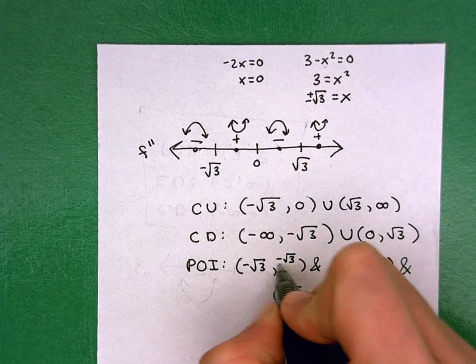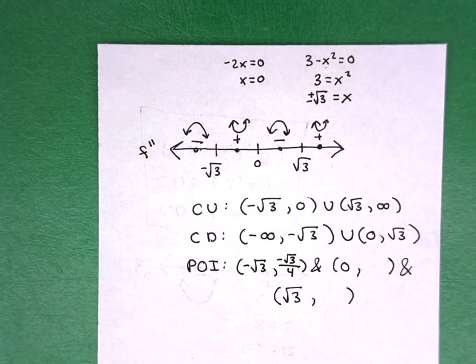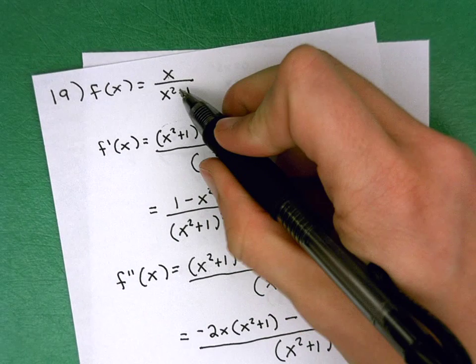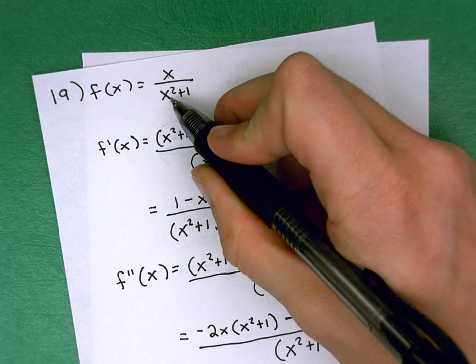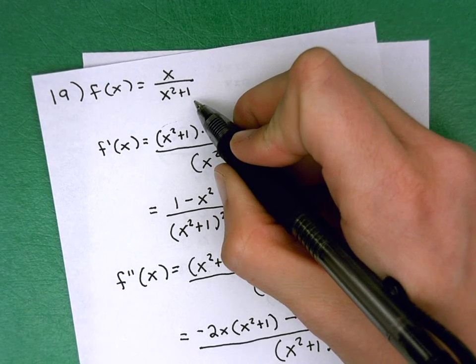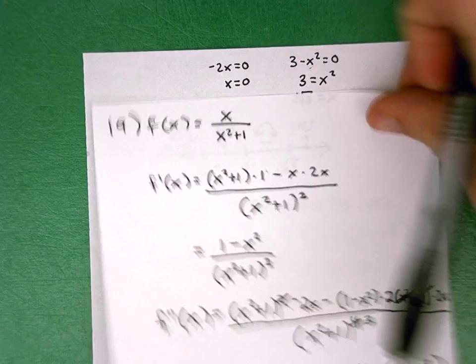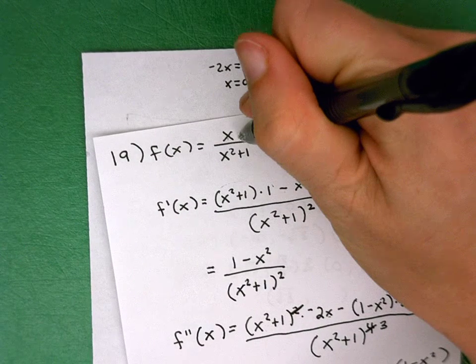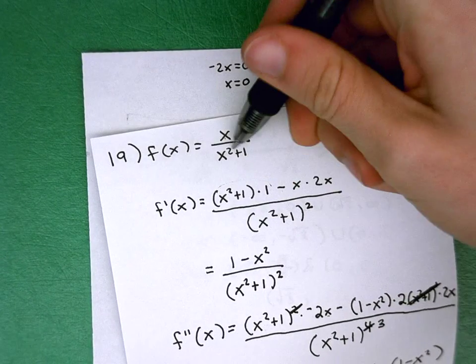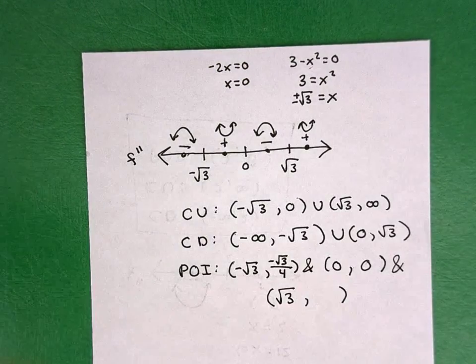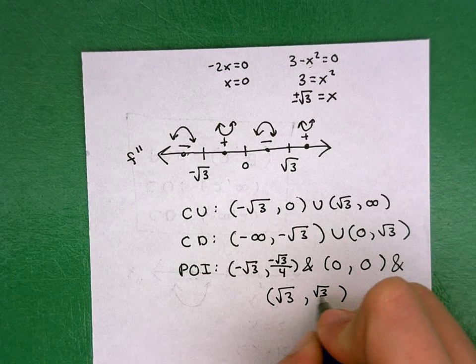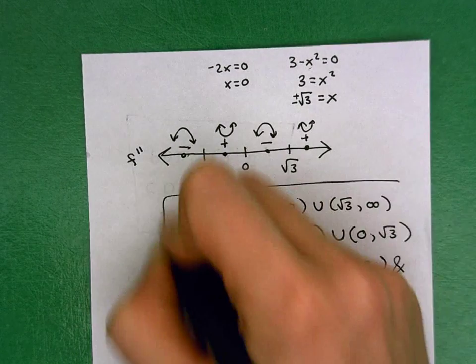over 4. Then I'm going to plug in the 0 here, and I'm going to have 0 over 0 plus 1. And 0 divided by 0 plus 1 is 0. Then I'm going to have my root 3, which will be root 3 over 3 plus 1, which will be root 3 over 4. And there's my answer.